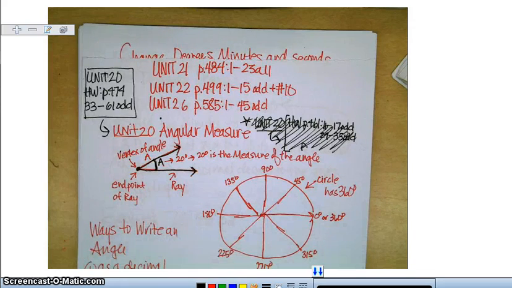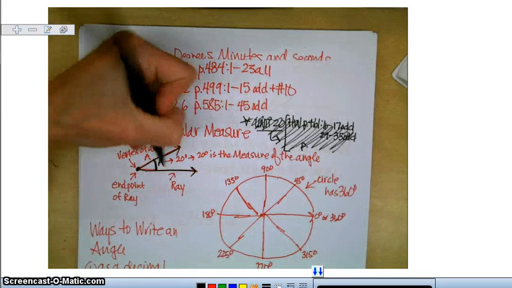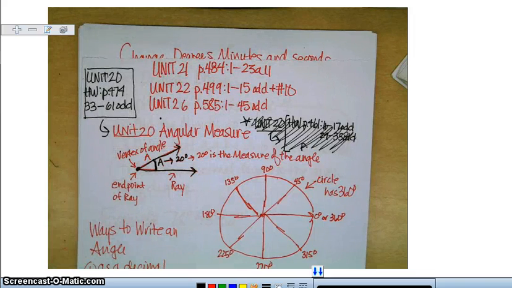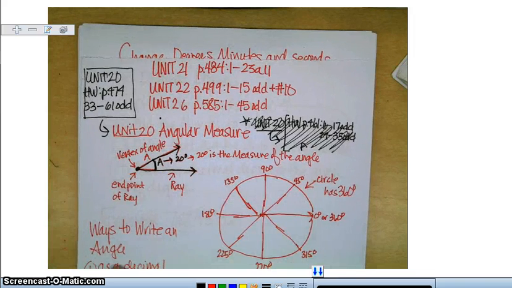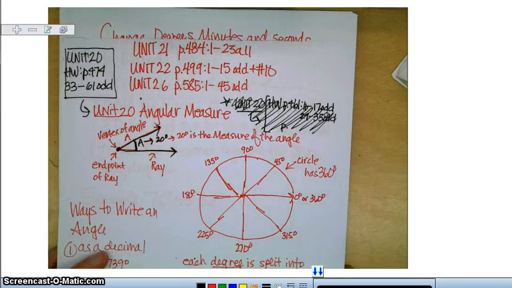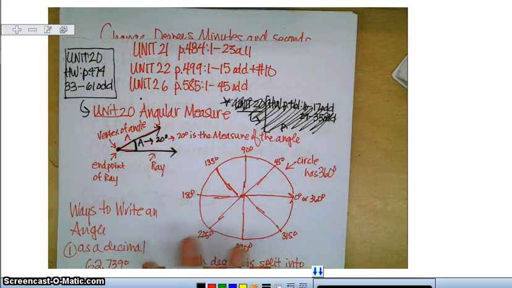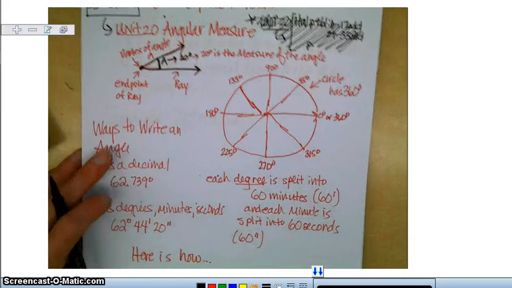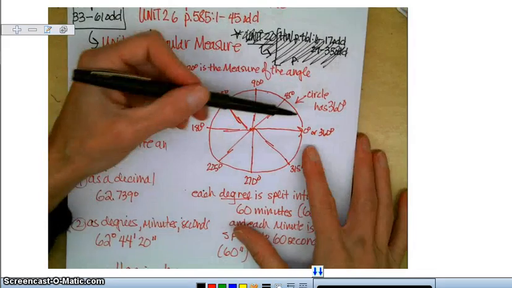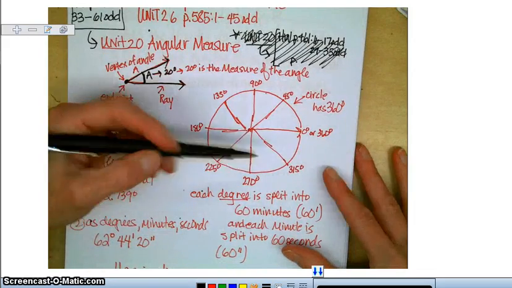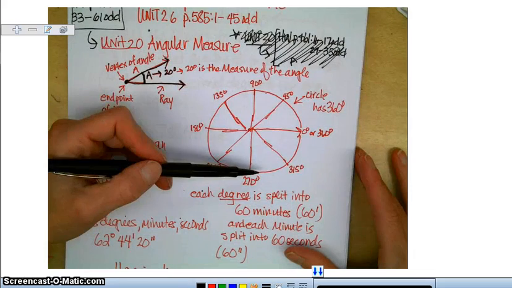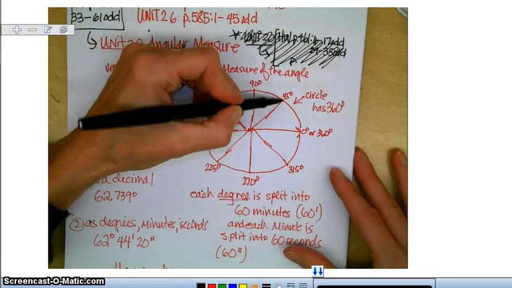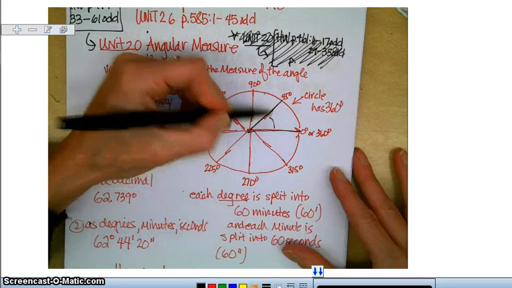We can call an angle anything we want. We can name it with letters. We can name it with degrees. So 20 degrees would be the name of that, the measure of that angle. There are two ways to write the measure of an angle. One of them is just in degrees. Degrees is based on a circle, and there's 360 degrees in a circle, so this angle right here would be a 45-degree angle.